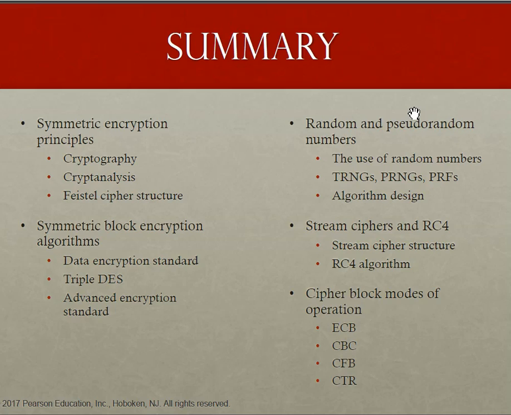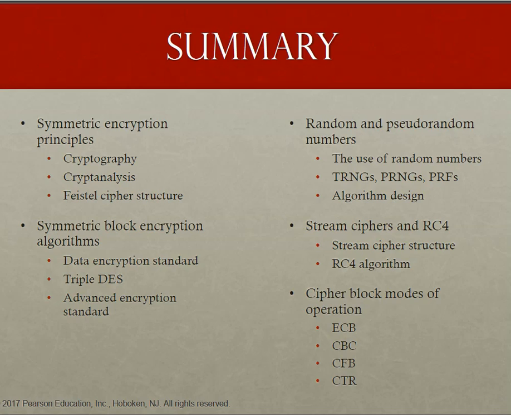We discussed random and pseudo-random numbers. We discussed TRNGs, PRNGs, and PRFs, followed by stream ciphers and RC4. And finally, we discussed the cipher block modes of operation like ECB, CBC, CFB, and finally CTR. And we have seen the advantages of CTR compared to ECB and CBC. Right? That is the end of chapter 2.